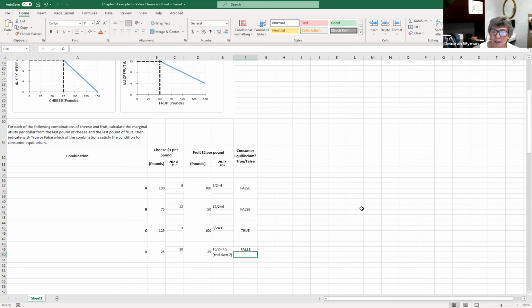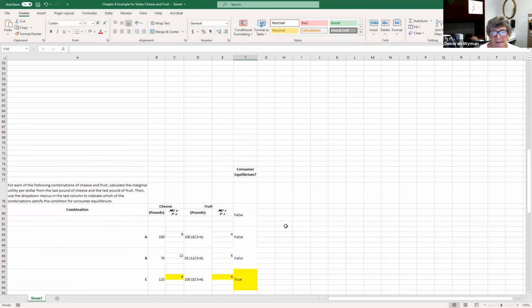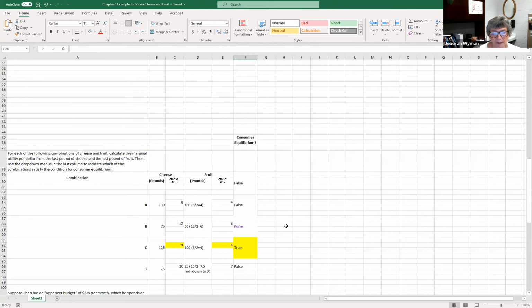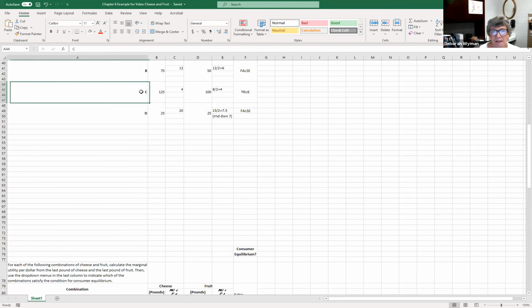Okay. So you've just completed this problem. So we're indicating true or false for which of the combinations satisfy the condition for consumer equilibrium. So we know that 125 pounds of cheese and 100 pounds of fruit would be the optimal level. So I have that down here as the problem is solved, which is what we just did, right? So C is going to be the answer.